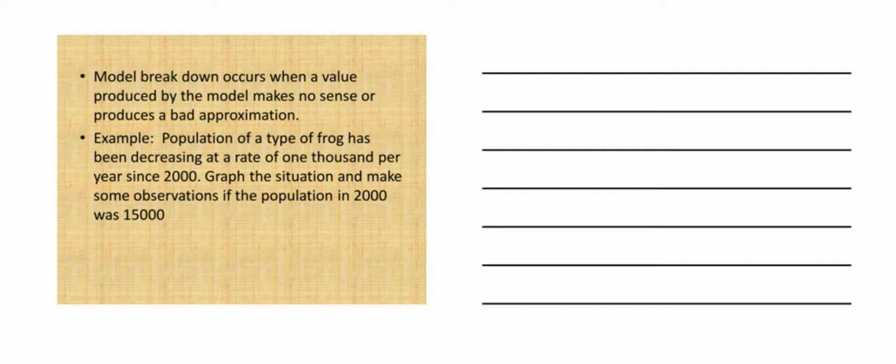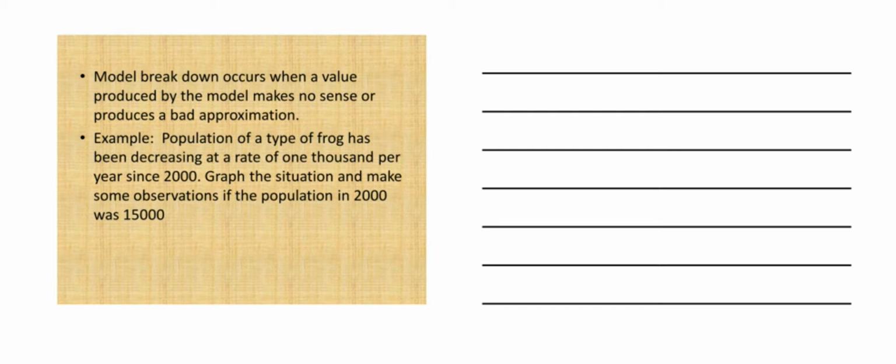Model breakdown. Model breakdown occurs when a value produced via a model makes no sense or produces a bad approximation. It's essentially areas of your graph that are unpredictable, not understandable, or would not make sense. Do keep in mind the very basics.